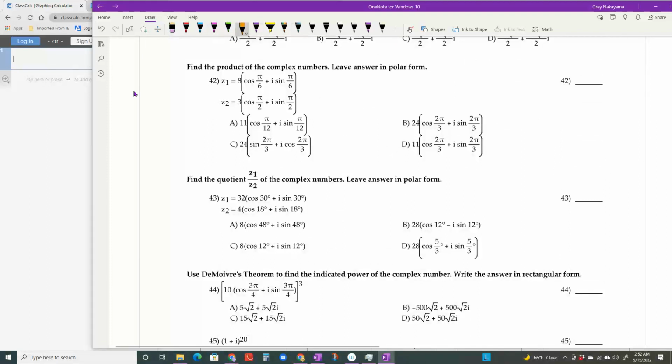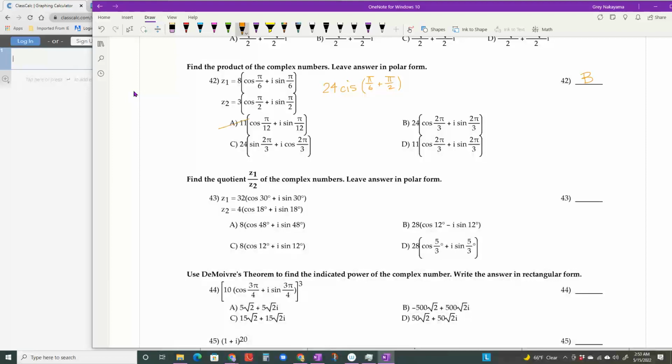Okay. Find the product of complex numbers. How do I multiply them? I multiply the R values. 3 times 8 is 24. Cis is the shorter way of writing this, which is like cosine plus i sine. And then I'm going to add pi over 6 and pi over 2. Okay? When you add those two together, you get, what is that? 4 pi over 6, which is B.